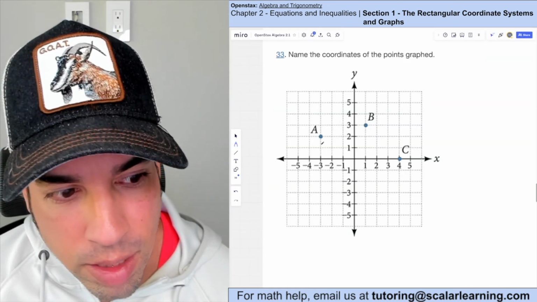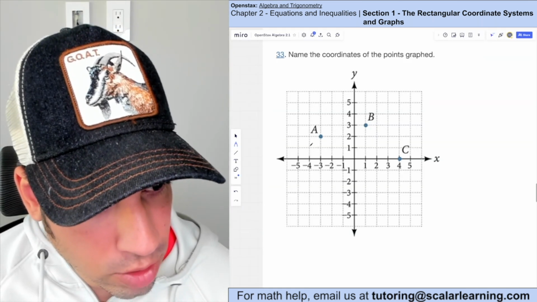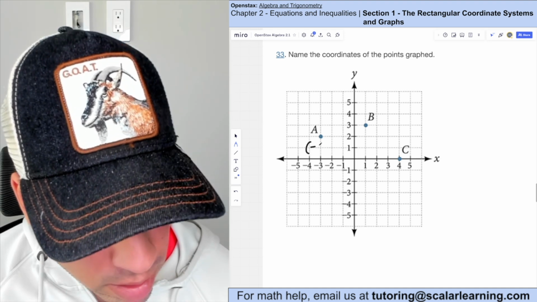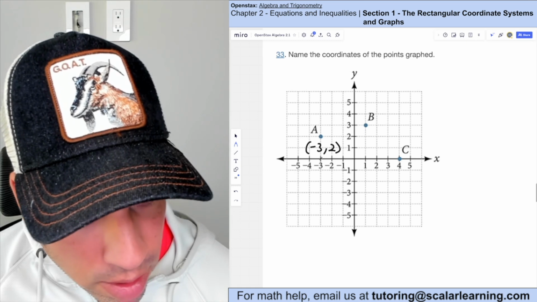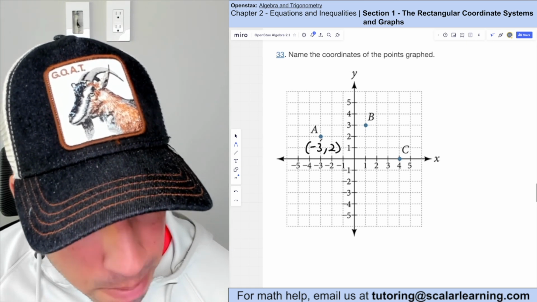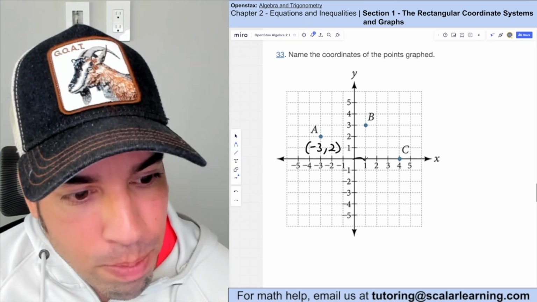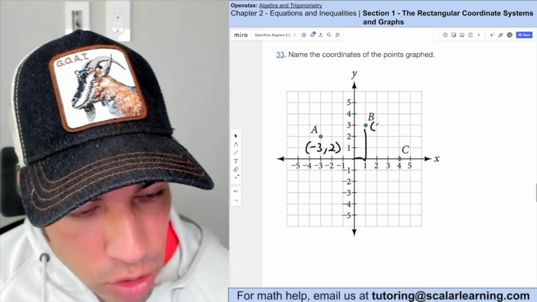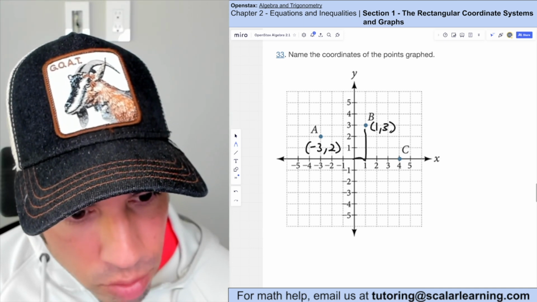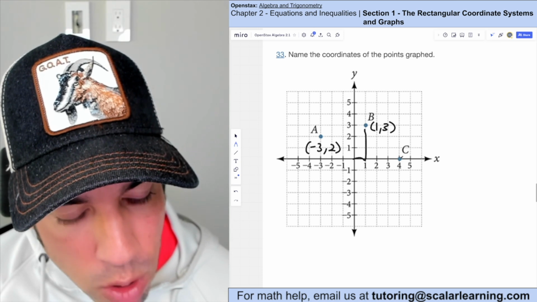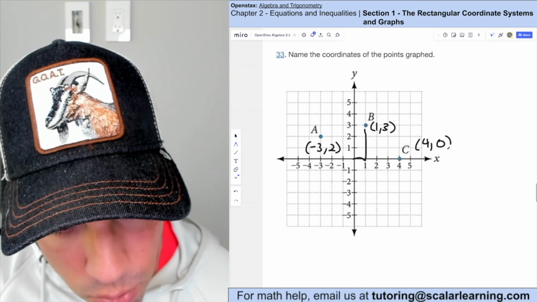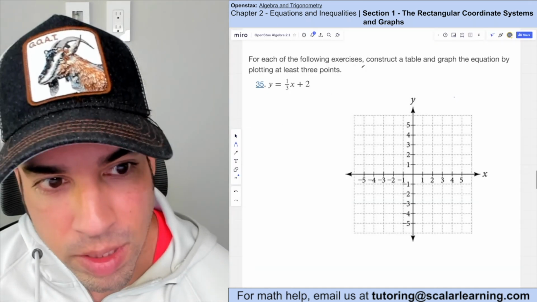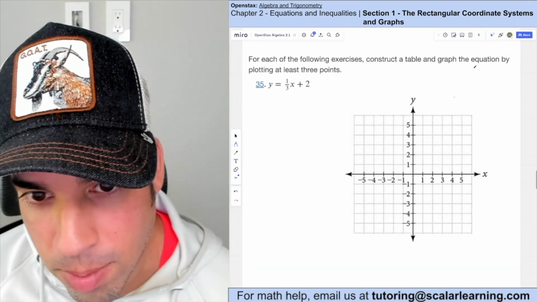So for 33, we have to name the actual coordinates for A, B, and C. So here it's -3, 2. The reason why is A is 3 to the left of the origin, and then you go from that point up by 2. For B, we're going out by 1, up by 3, so that's a coordinate of 1, 3. And C, we're going out 4, and we're not going up or down at all, so it's 4 for the X and 0 for the Y. Boom, done.